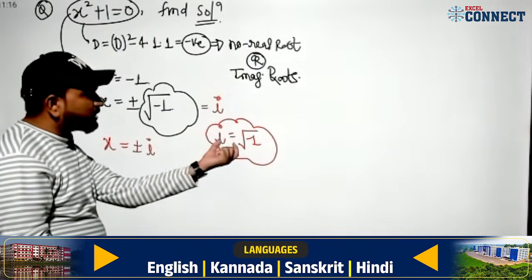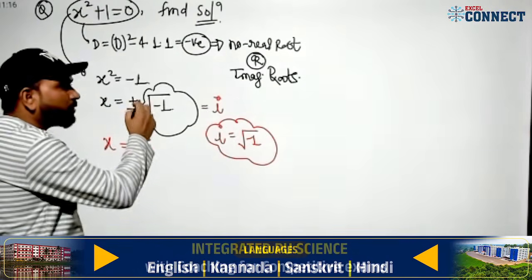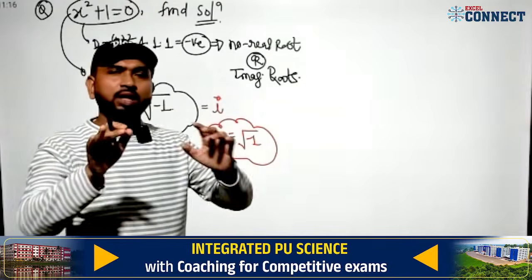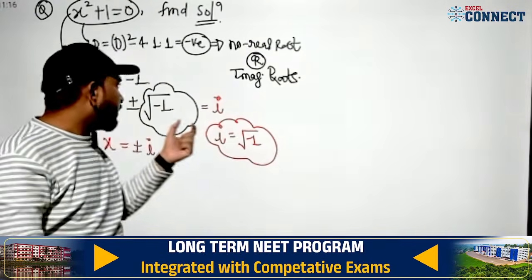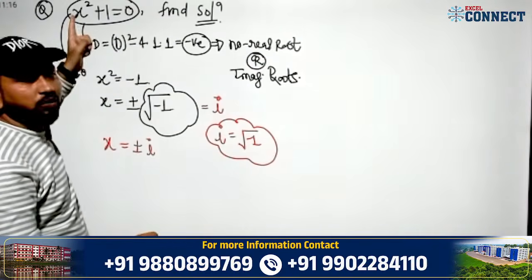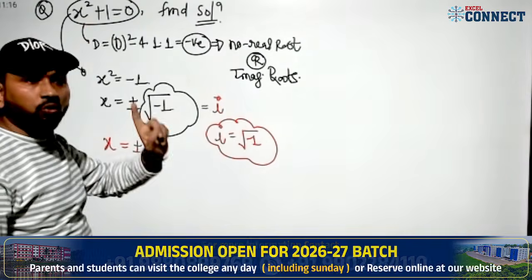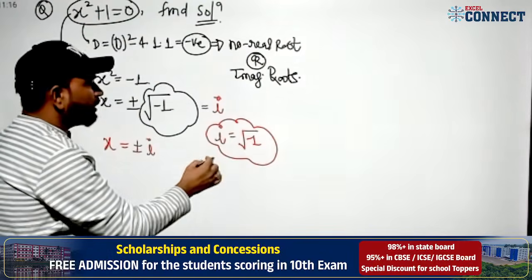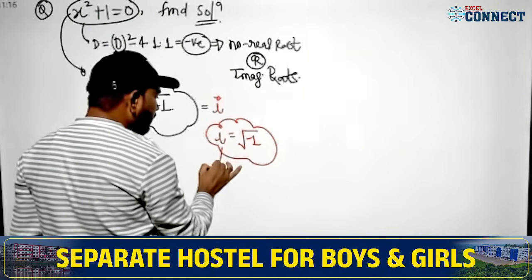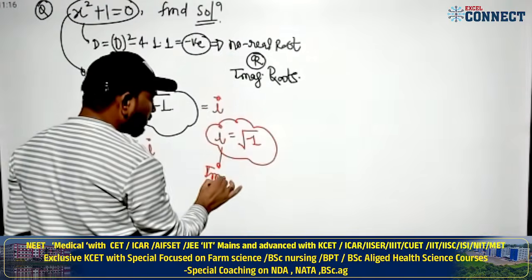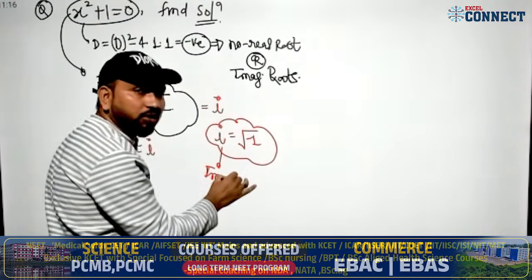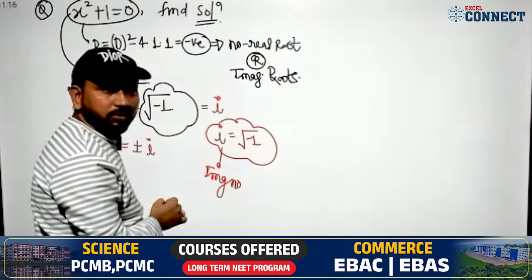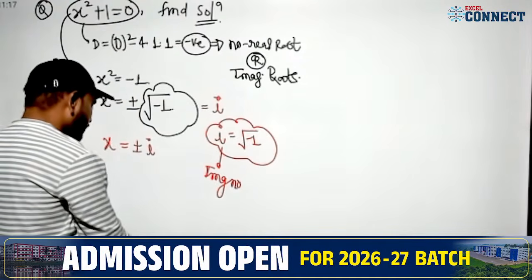Mathematicians define that, okay, in the real world it is not possible, no real value of x satisfies this equation. But they think of some imaginary number. This iota is equal to that imaginary number. Iota is equal to under root of minus 1.